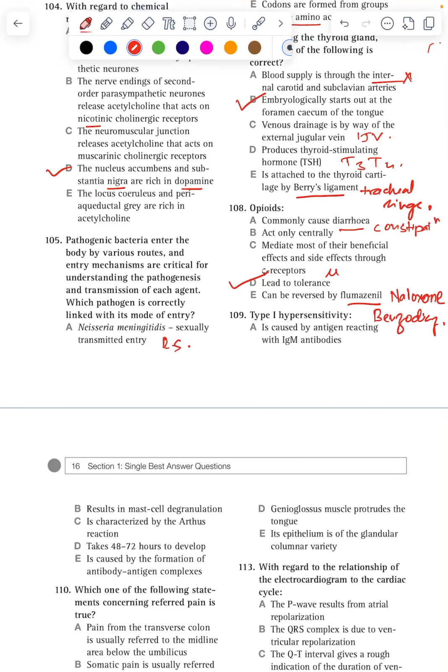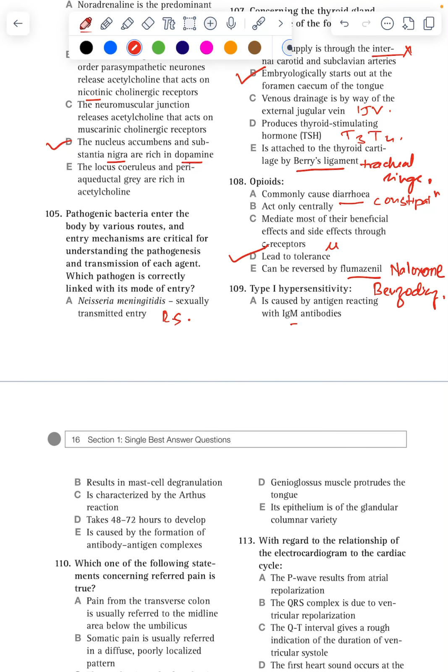Type 1 hypersensitivity is caused by antigen reacting with IgM? No, this results in mast cell degranulation. Yes, it is IgE. It is the allergic type of hypersensitivity. Is it characterized by Arthus reaction, developing in 42 hours, causing formation of antibody? It is a condition in which undesirable tissue damage follows development of the humoral or cell mediated response.